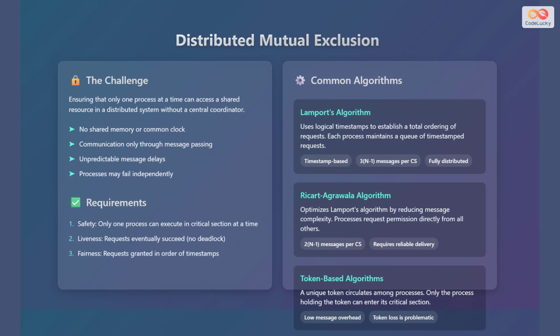Here are some common algorithms. Lamport's algorithm uses logical timestamps to establish a total ordering of requests, with each process maintaining a queue of timestamped requests. The Ricart-Agrawala algorithm optimizes Lamport's algorithm by reducing message complexity, where processes request permission directly from all others. Token-based algorithms involve a unique token circulating among processes, with only the process holding the token able to enter its critical section.